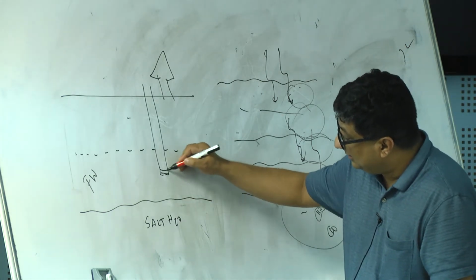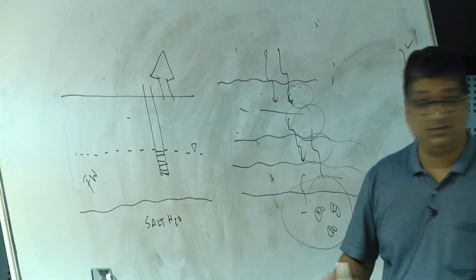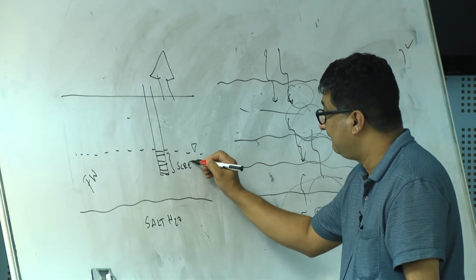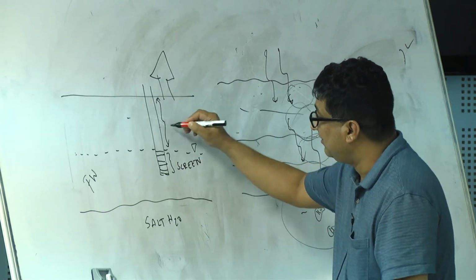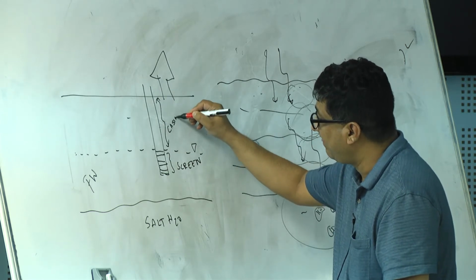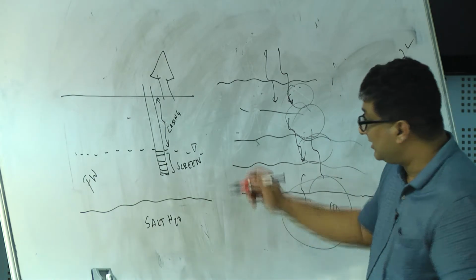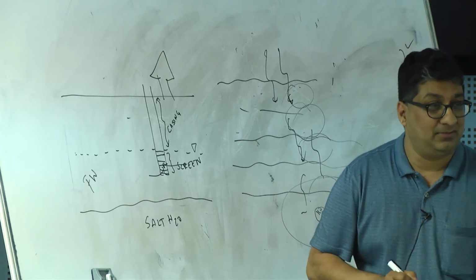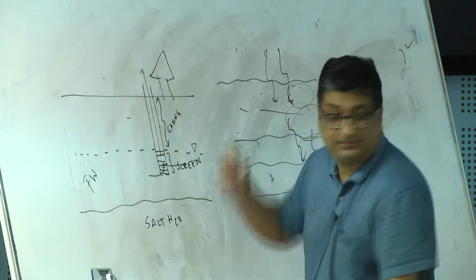That well has a screen. So this part of the well is called a screen, and this part of the well, which is closed, is called a casing. The screen is where the water comes into the well. Either you can have a submersible pump or an overhead pump, and that water gets pumped up.